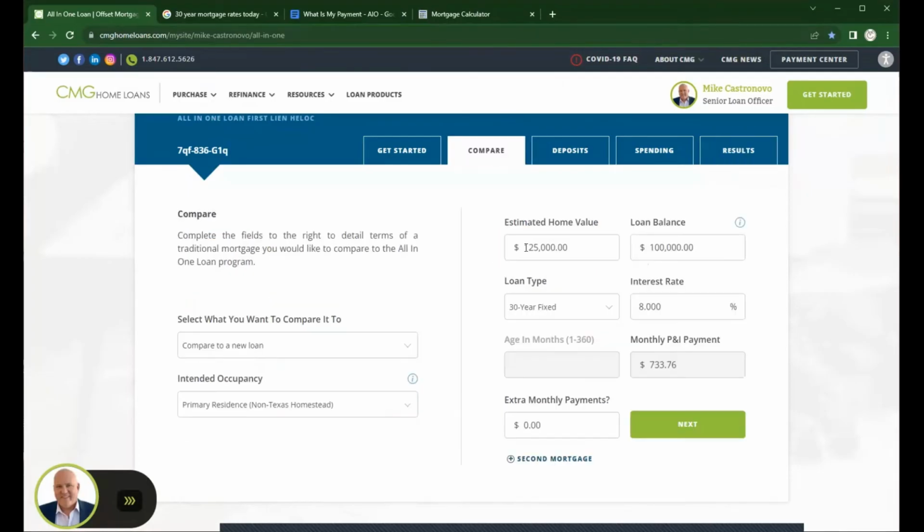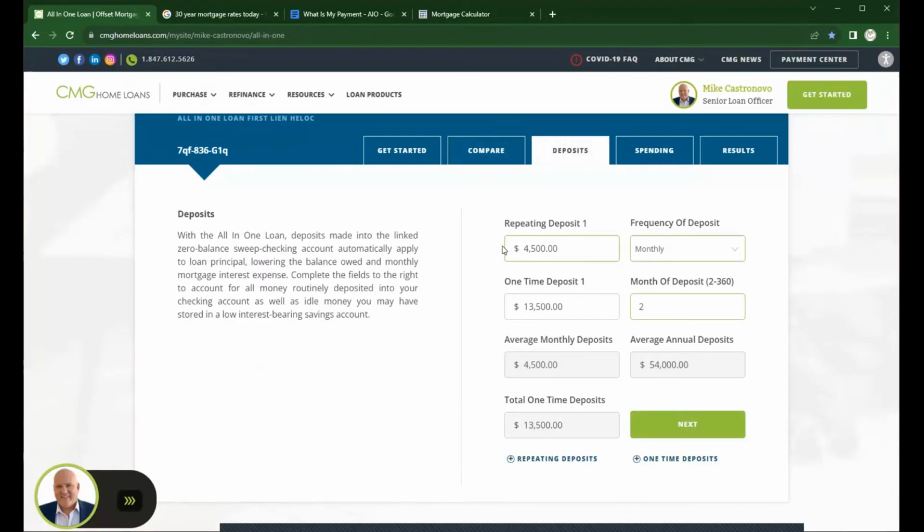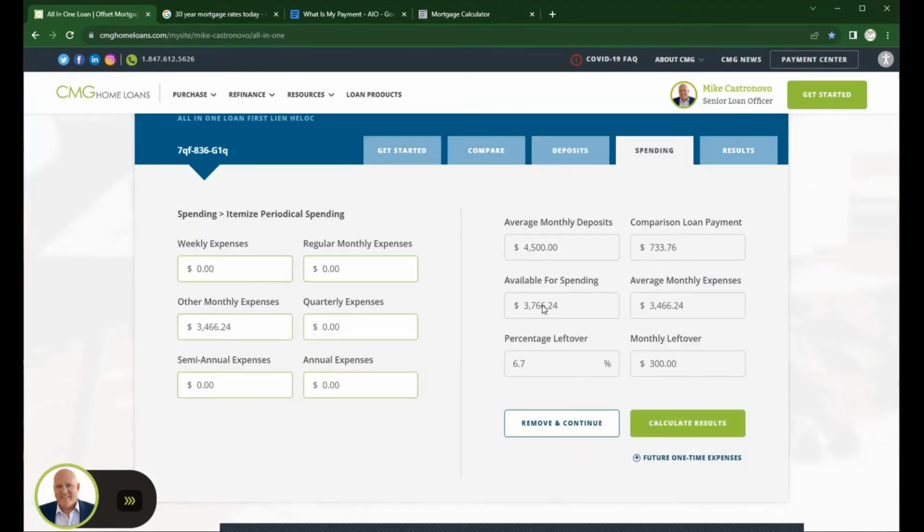So just so you see what we're comparing in here, we had a $100,000 loan balance, 8% interest rate. There's your $734 a month in payment. We've got your $4,500 in income coming in. We got your $13,500, that one-time deposit that we're going to move over to offset the balance. And then you've got your monthly expenses of an additional $3,466 going out. So you have your $733, your $3,466. So that's $4,200 a month going out, $4,500 coming in. That means you have $300 left over. Are you with me so far?